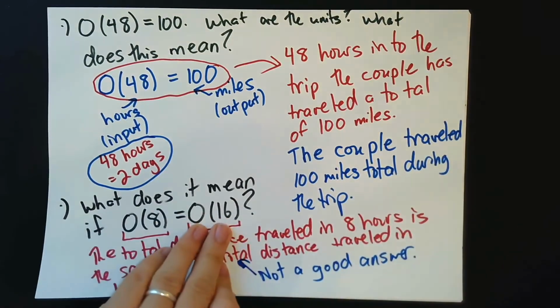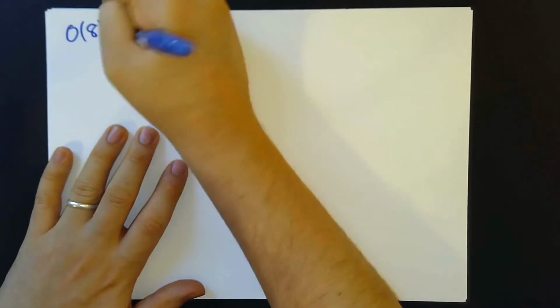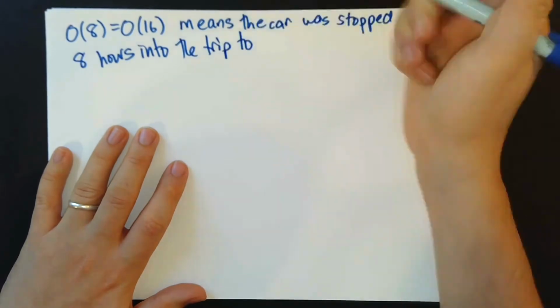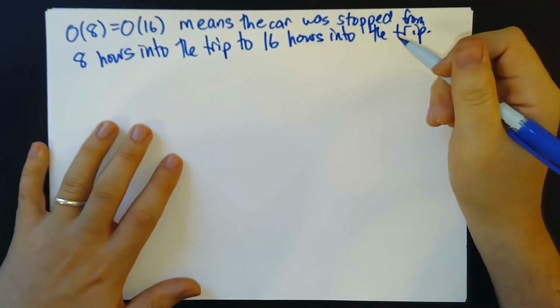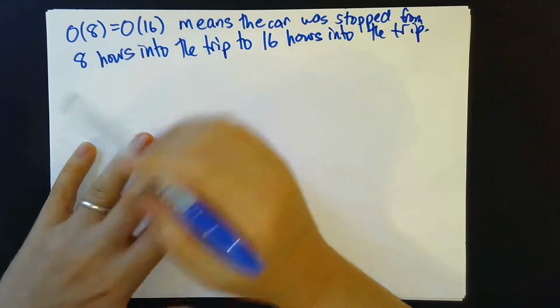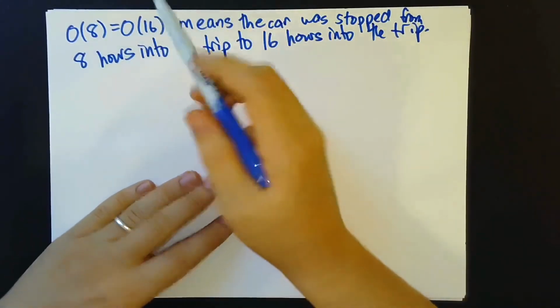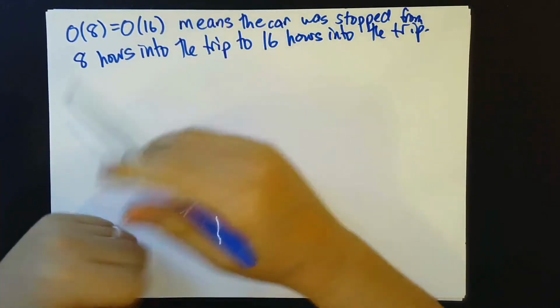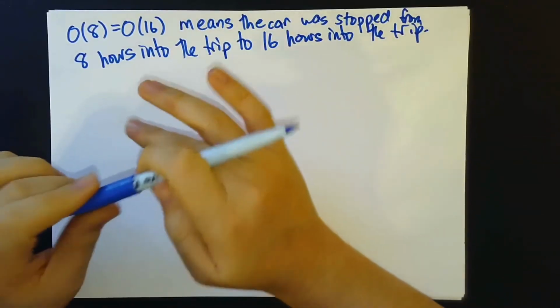So I think a much better answer to what O of 8 equals O of 16 means is that the car was stopped from 8 hours into the trip to 16 hours into the trip. And so given that this is an 8-hour period where they didn't go anywhere, it's reasonable to speculate that perhaps they stopped at a hotel for this 8 hours for the night and then resumed driving in the morning, or whatever you like.